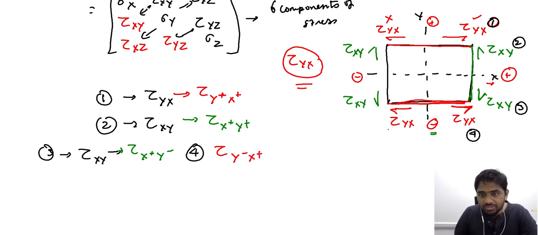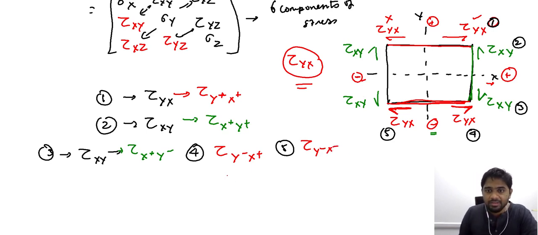Now let us go to the stress designated as 5. Again this stress is acting on the plane that cuts the negative side of the y-axis. So therefore y minus, and the stress is acting along the negative of the x-axis. It is acting in this direction. So it is x minus.